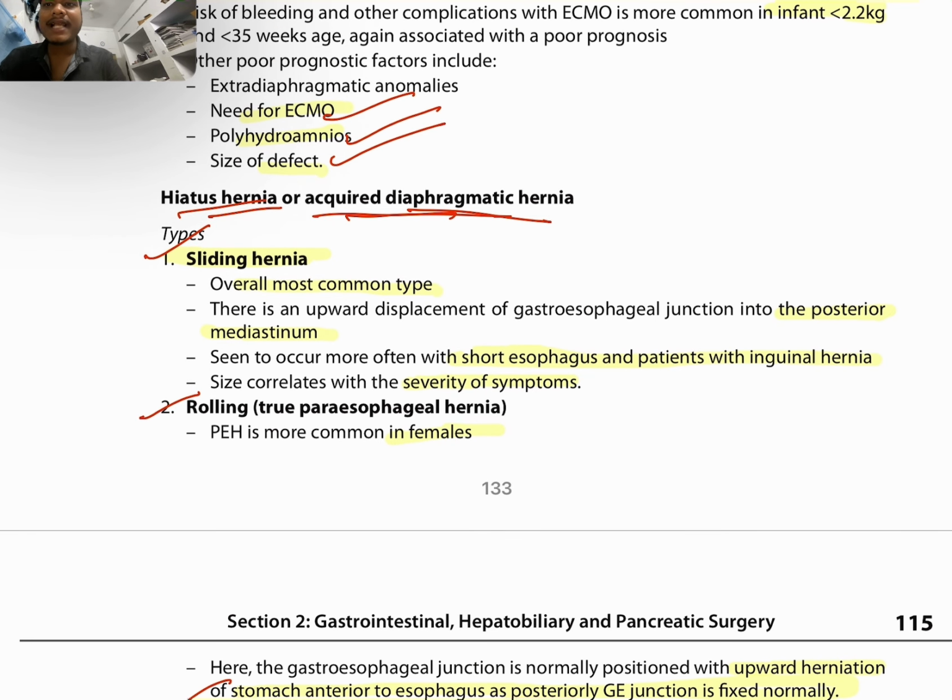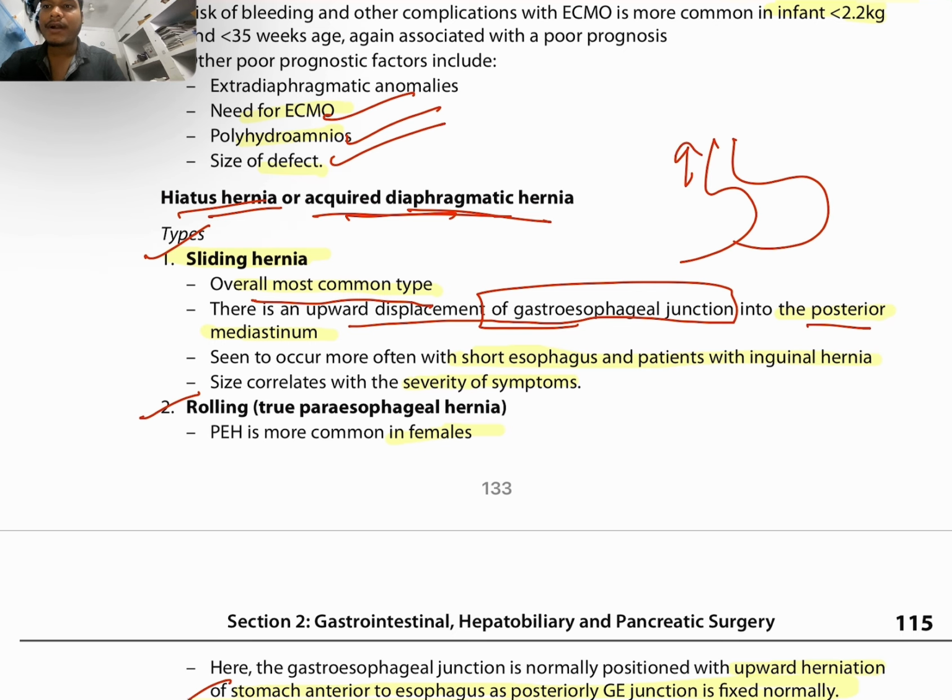So what is sliding hernia? It is the most common overall, and this is an upward displacement of the gastroesophageal junction into the posterior mediastinum. The gastroesophageal junction just moves upward. It is seen to occur more with a short esophagus and in a patient with inguinal hernia. And the size correlates with the severity of symptoms.